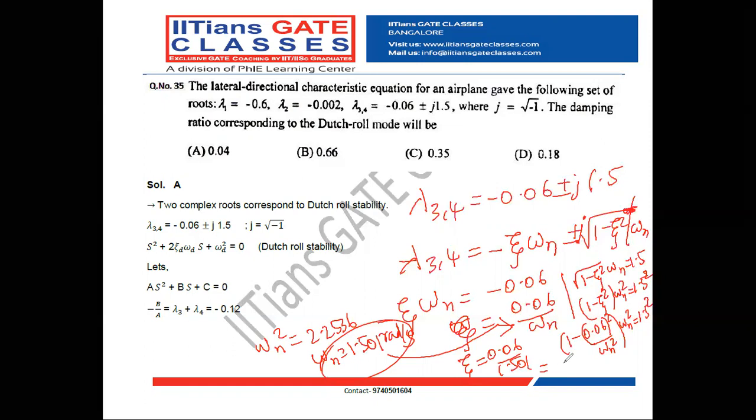So we'll get it as 0.04. So the damping ratio can be calculated using this or the previous method. Both are identical but use different relations. That's it.